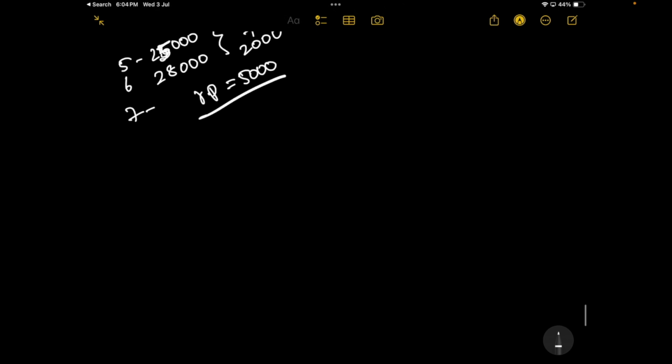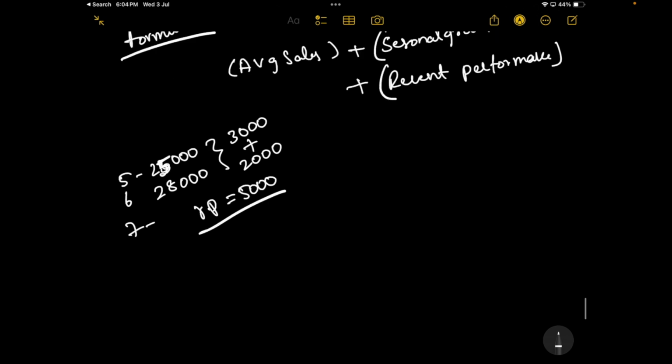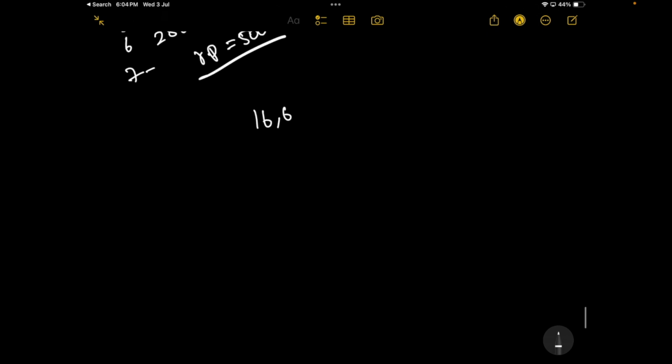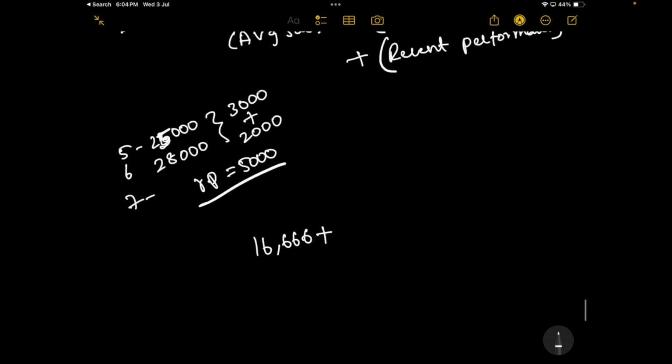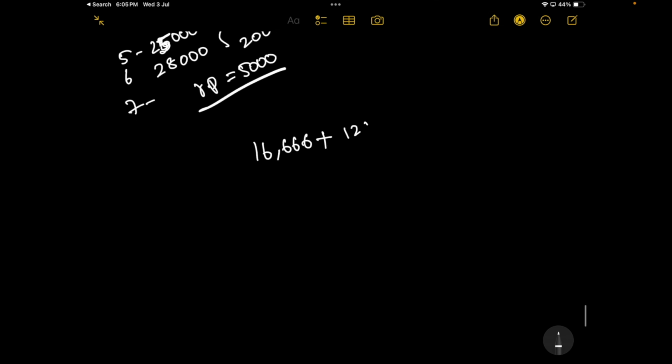Now substitute everything. What is the average sales? That is 16,666. Plus seasonal growth plus average sales. That means 125% of 16,666. If you add 125% growth to 16,666, that is the value you're getting, plus 5,000 rupees. So this is the formula you're getting.